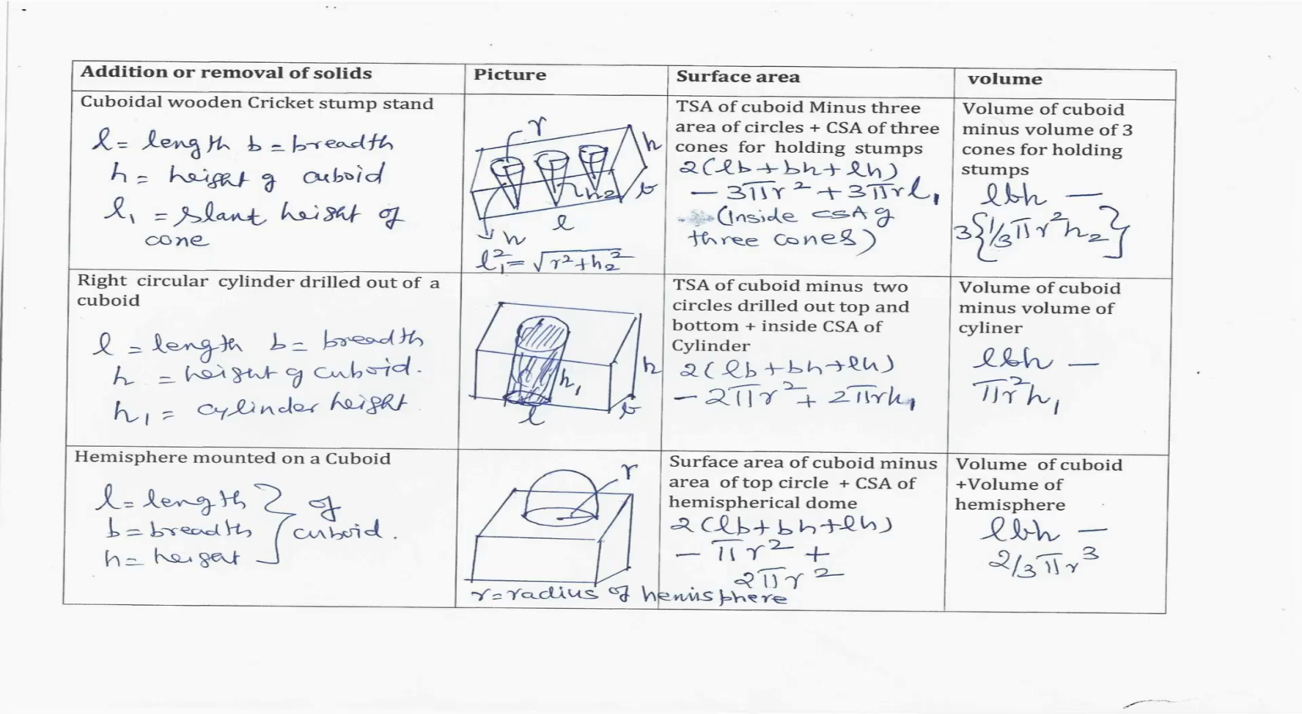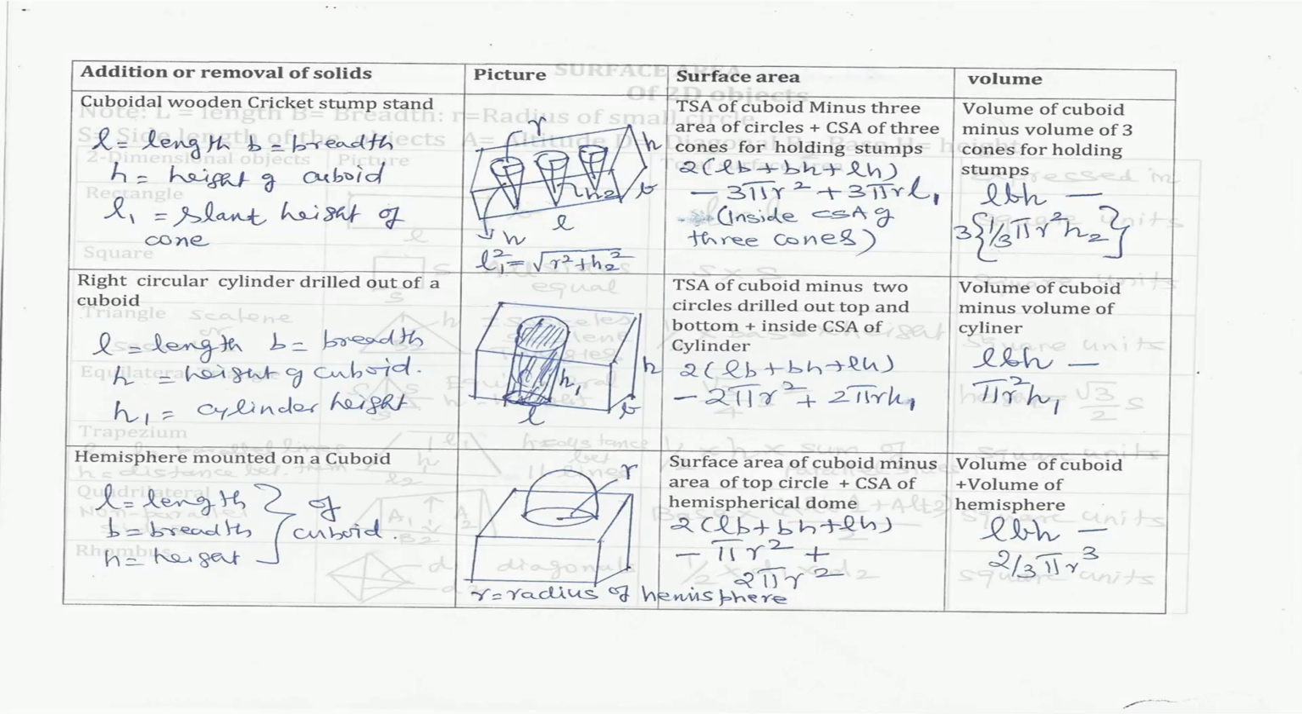Hemisphere mounted on a cuboid. Surface area of cuboid minus area of top circle plus curved surface area of the hemispherical dome. 2 into LB plus BH plus LH minus pi r squared plus 2 pi r squared. Volume is equal to volume of cuboid plus volume of hemisphere, LBH plus 2 by 3 pi r cubed.